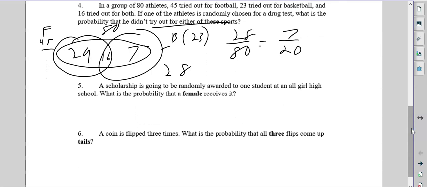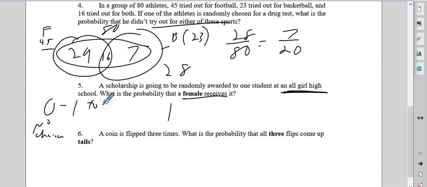Okay, number 5. Scholarship is going to be randomly awarded to one student at an all-girl high school. What's the probability that a female receives it? Okay, well, if it's an all-girl high school, that's 1. Because remember, probability is between 0 and 1. 0 is no chance, and 1 is for sure. So, it's an all-girl high school. It's for sure a female will get it.